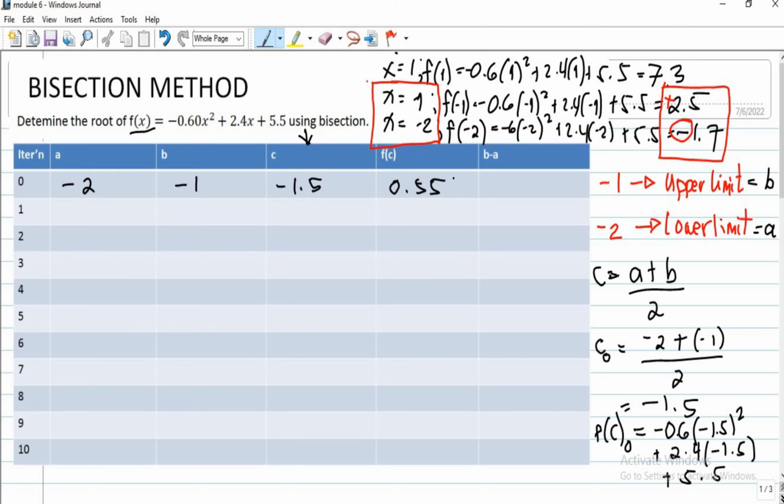Okay, 0.5. Then, I just added this B minus A for me to check kung kailan ako mag-stop. Now, if the difference of B and A is less than 0.001, that's the time na mag-i-stop na tayo sa ating equations. Dinagdag ko lang itong column na ito. So, if I take the difference, negative 1 minus negative 2, that is equal to 1.